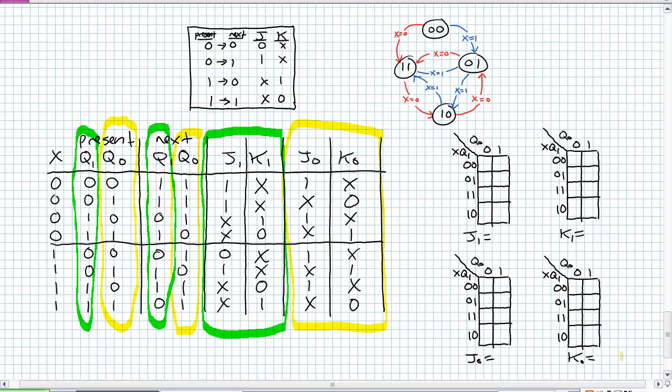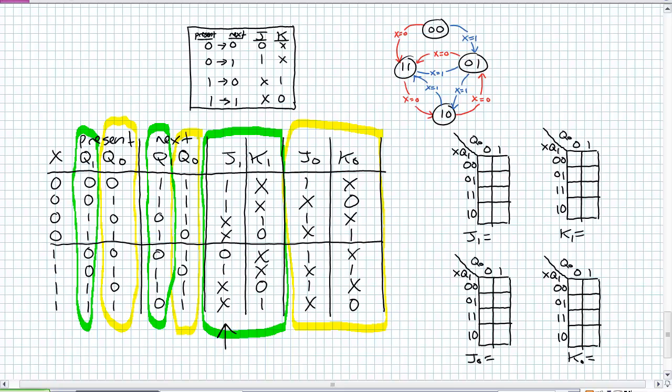Now what's our next step? We're going to go ahead and put J1 into a K-map and develop the minimum SOP logic expression for it. Do the same thing for K1, do the same thing for J0, do the same thing for K0. And the key thing is just only do the expression for J1. Don't try to combine J1 with J0 or K1 and K0. So it's entirely separate.